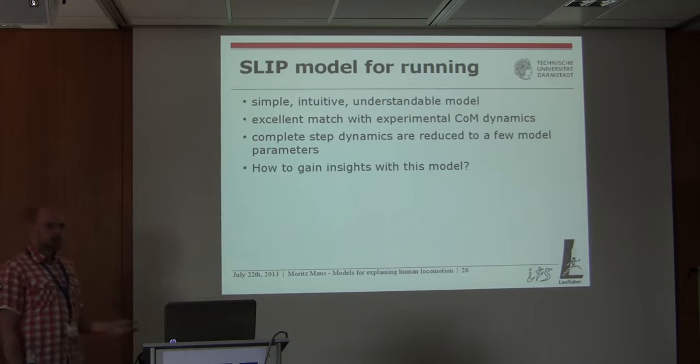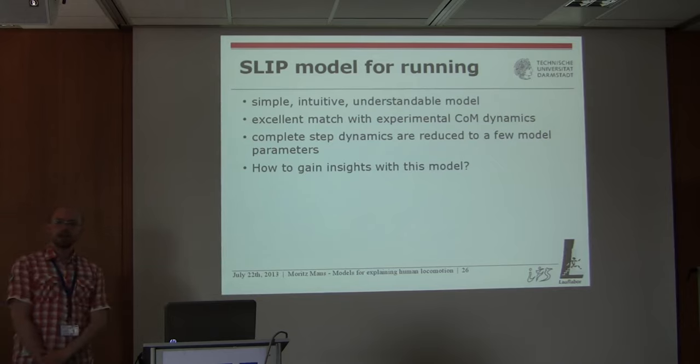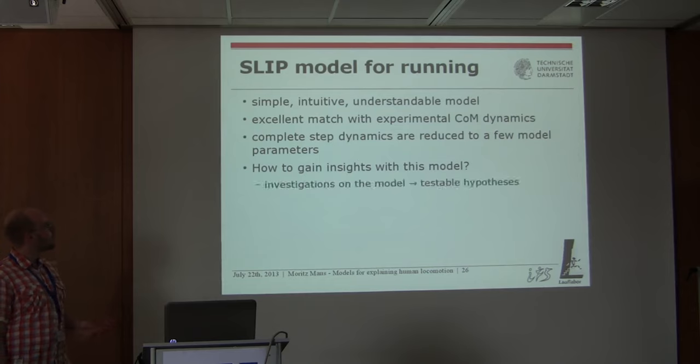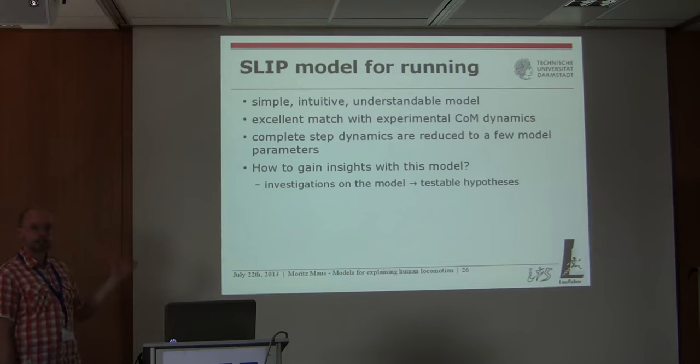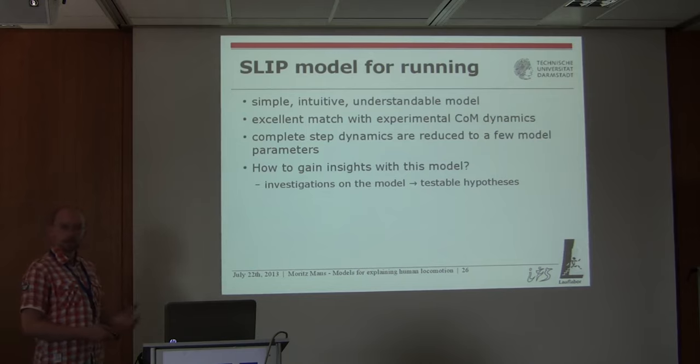And you might think, well, okay, nice simple model, what can you do with it? Does it have any benefit? And yes, it has. Besides that we can use it for robot control, as I will tell a little bit about later, we can make three approaches using these models for understanding human locomotion. One is we can analyze the model itself. What are the features of this system? And then we can derive hypotheses from that system and test them on the human.